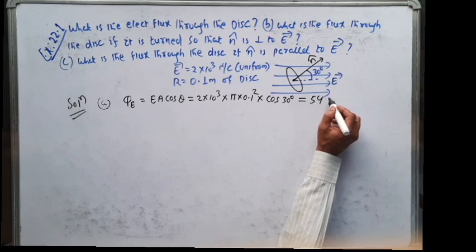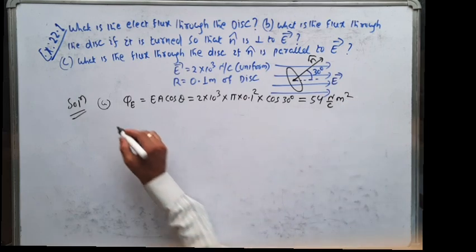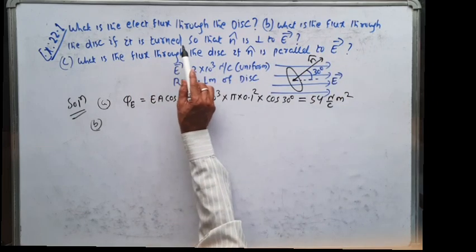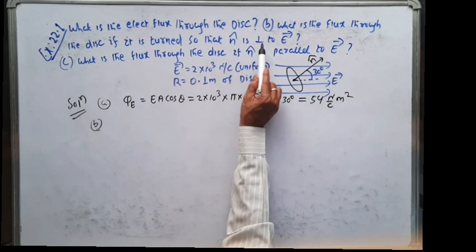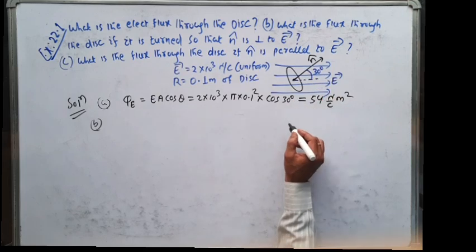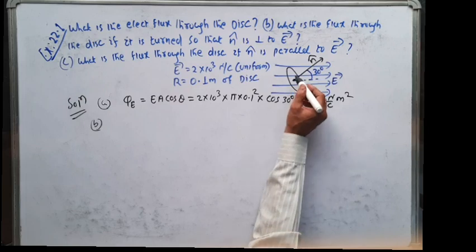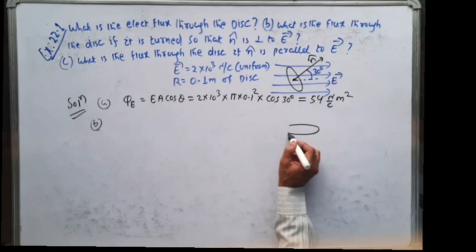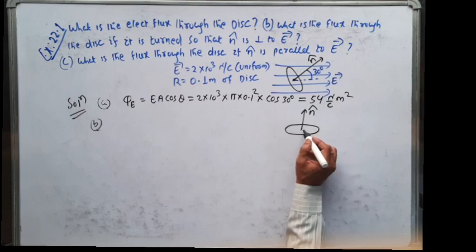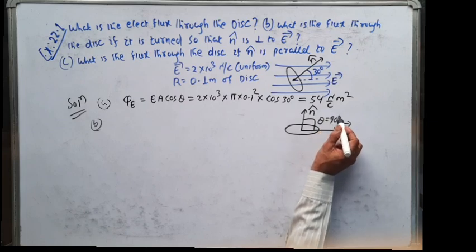And what is the unit of electric flux? Electric field intensity is Newton per coulomb, and area is meter square. Then come to the second bit. What is the flux through the disk if it is turned so that n cap is perpendicular to the electric field? Here in the second case the unit vector of area will be perpendicular to the electric field. That means this disk is rotated like this, now in horizontal direction, so the unit vector of area is perpendicular to the electric field. So here theta is 90 degrees according to the question.